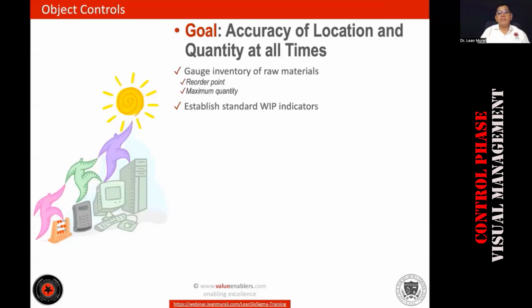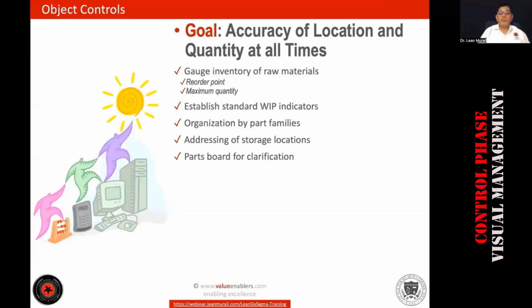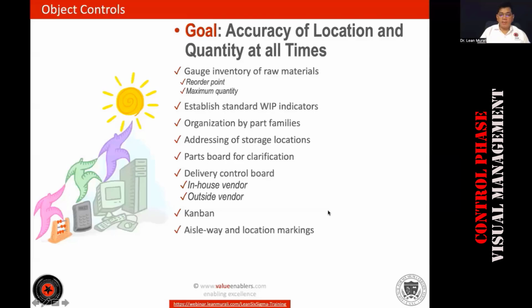For example, the gauge inventory of raw materials, WIP indicators, work in progress indicators, storage locations, addressing them, parts board clarification, and delivery control, and again Kanbans here also, aisle marking, location marking, and establishing a FIFO.